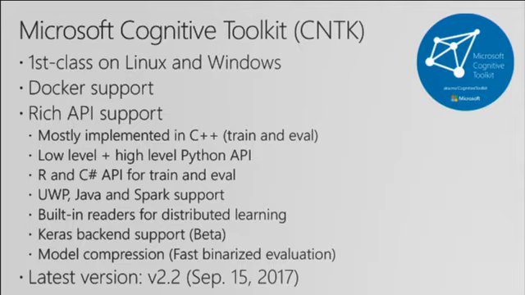Since V2.0 in June this year, we also have a Keras backend support, and we also added some model compression functionality, which allows people to quantize a deep learning model into, say, 1 bit per weight. And that can speed up evaluation dramatically by probably up to 30x. You can run, for example, AlexNet on a Raspberry Pi at maybe 20 to 30 frames per second. The latest version of CNTK is currently V2.2. This was released a week ago, September 15, 2017.